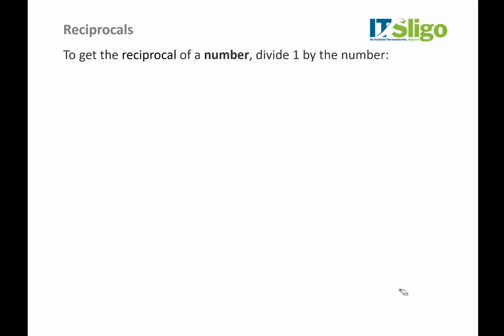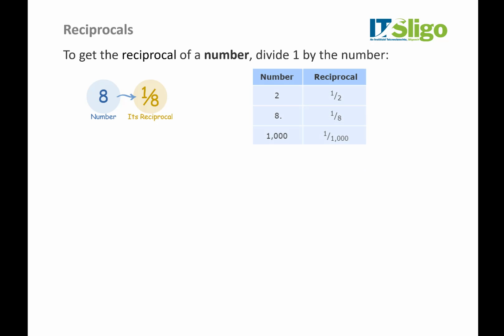So let's take a look at reciprocals in a more formal sense. We introduced these last semester. So to get the reciprocal of a number, divide 1 by the number. So the reciprocal of 7 is 1 over 7. The reciprocal of n is 1 over n. So here we have some numbers and their reciprocals.